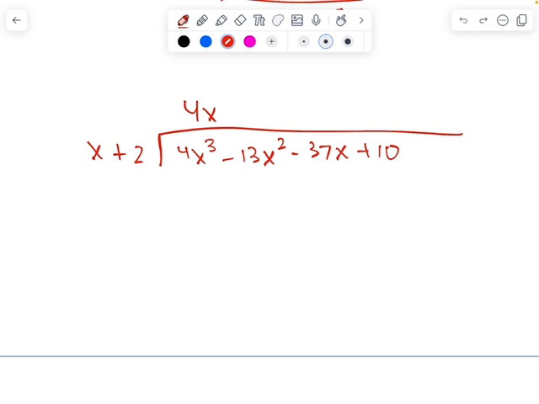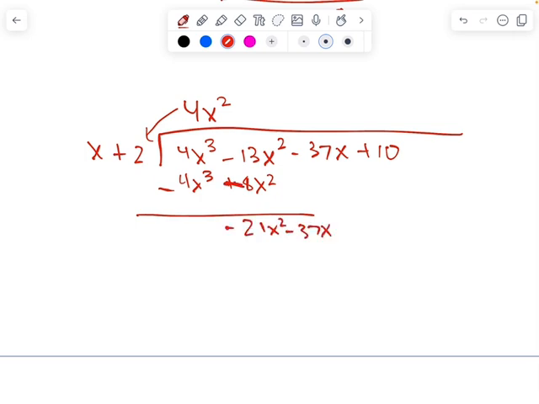Let's just check that. 4x squared. So that's going to give me 4x cubed. That's going to give me positive 8x squared. I guess that's right. Okay, all right. I was worried I made a mistake. Negative 21x squared minus 37x.